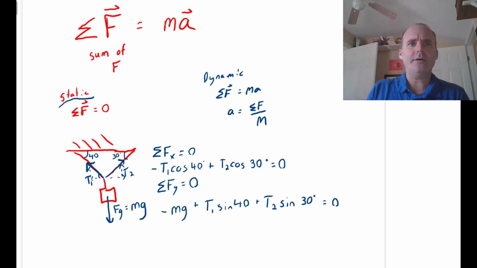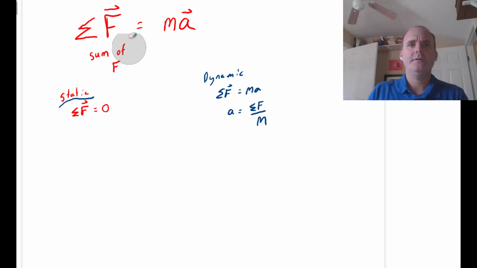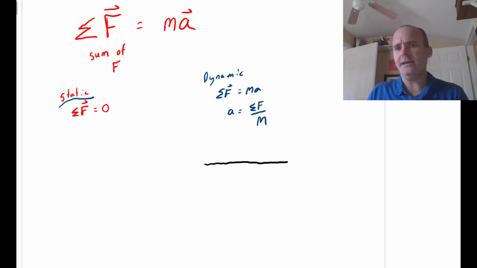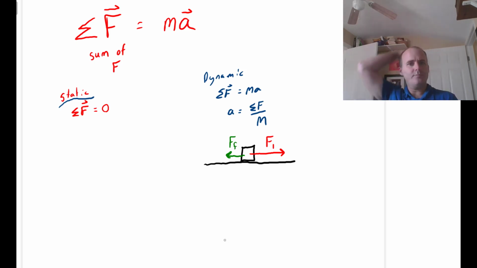Let's look at an example now of a dynamic problem. Let's do one first that's not at an angle. Let's say that we have this box, and we're applying a force, we'll call it F1, in this direction. We're going to talk about friction in a second, but let's say the force of friction is preventing this box from sliding. So I'm pushing it with some F1 and it has some frictional force.